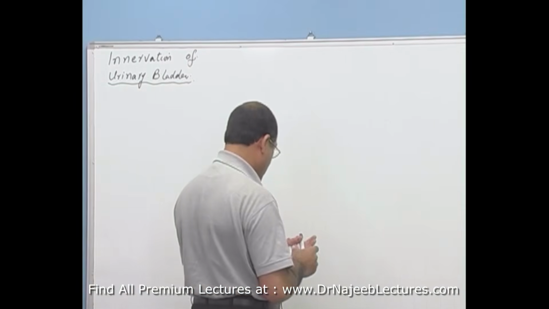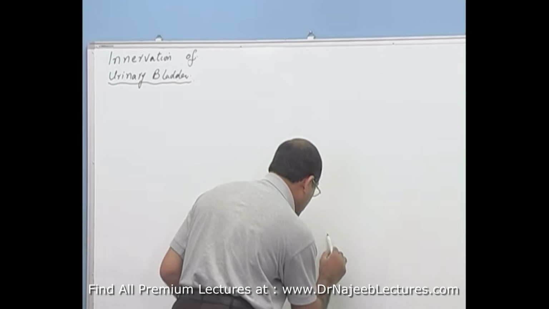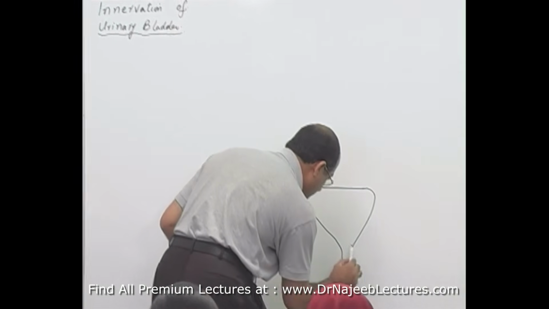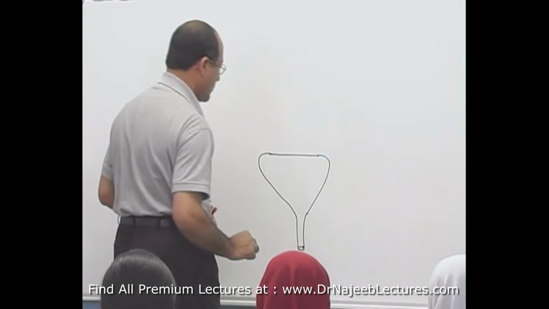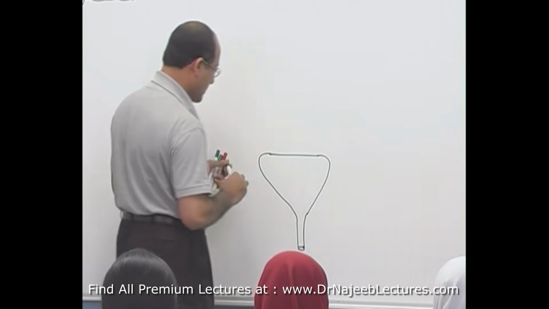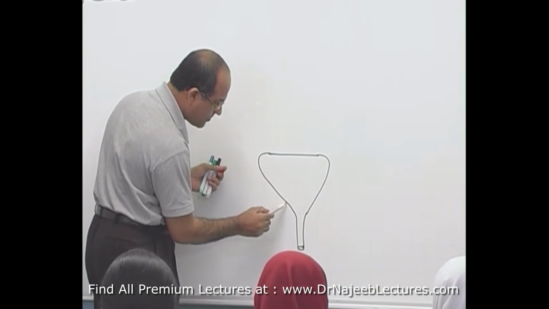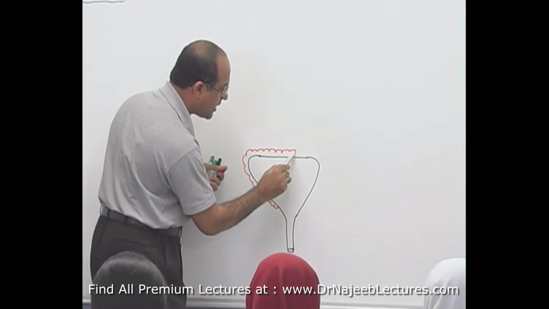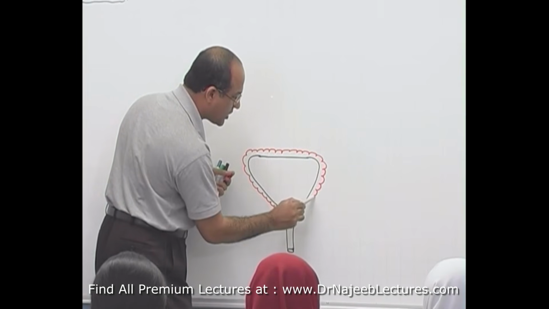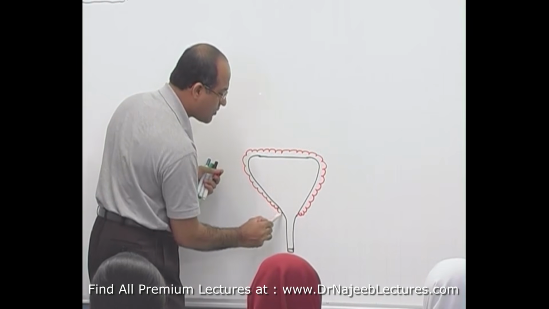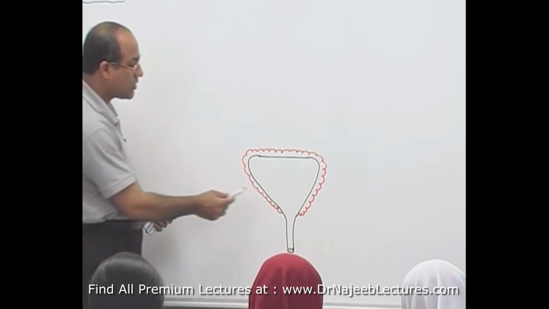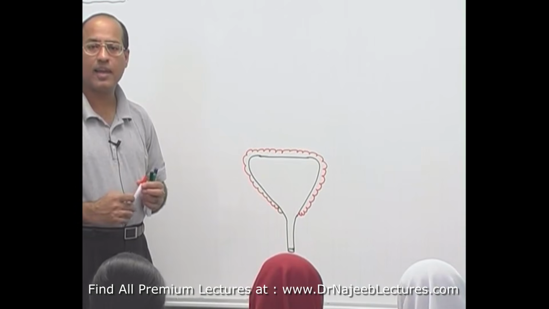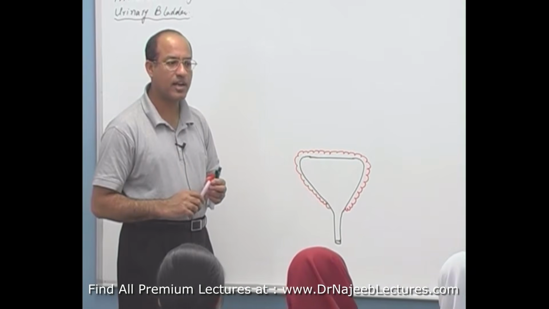So, we will draw first of all the bladder over here. Let's suppose here is the urinary bladder, and in this urinary bladder there is a muscle which is present over here, and this muscle is called detrusor. It is actually smooth muscle, and this is a very special type of smooth muscle. Detrusor is a very special type of smooth muscle in which smooth muscle cells are connected with each other with a very high number of electrical communication systems which are called gap junctions.